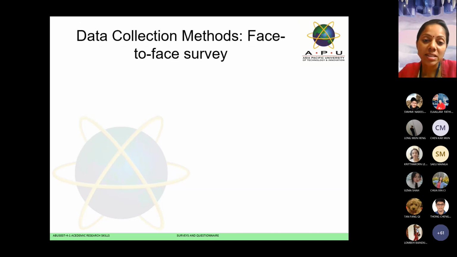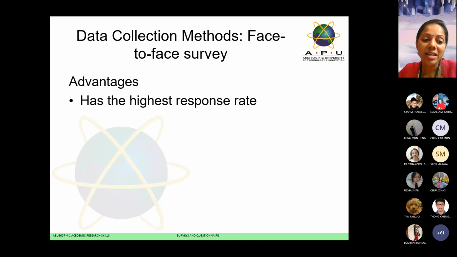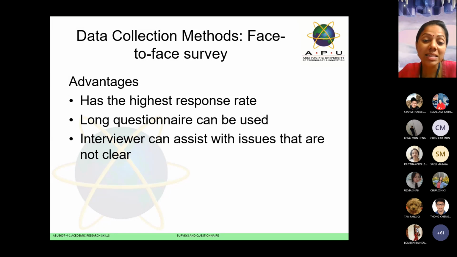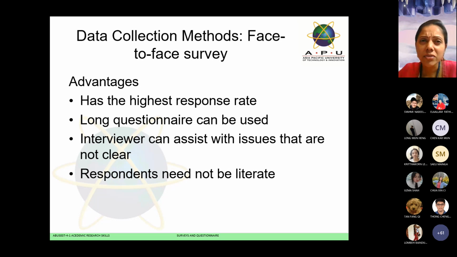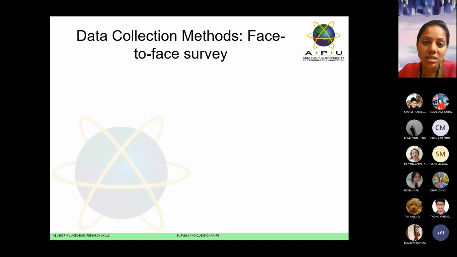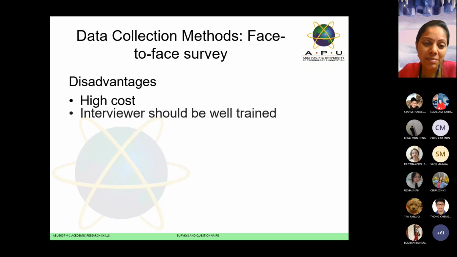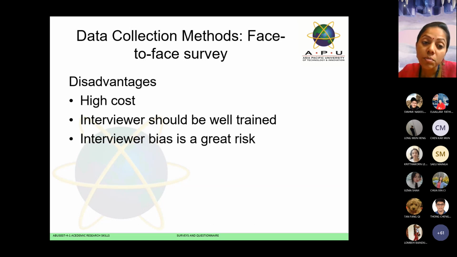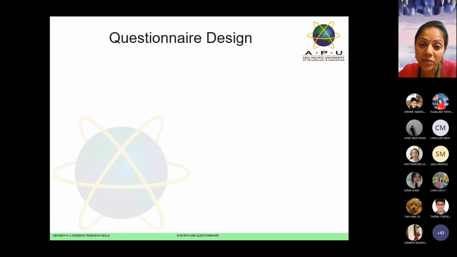Okay. Now, face-to-face survey. The good thing about face-to-face survey is it has got very high response rate. People stand right in front of you, they ask you questions. Sometimes out of obligation, you feel like, okay, I'll just do it, you know, that kind of a thing. Long questionnaire can be used. Interviewer can assist. If let's say the interviewee has some questions, the interviewer can assist. You don't have to be literate to do this, okay? So these are the good things. But the challenges are, it can be expensive. Always remember, in interview, the interviewer must be well trained, okay? You may be biased, okay? So that's a risk we have, right?